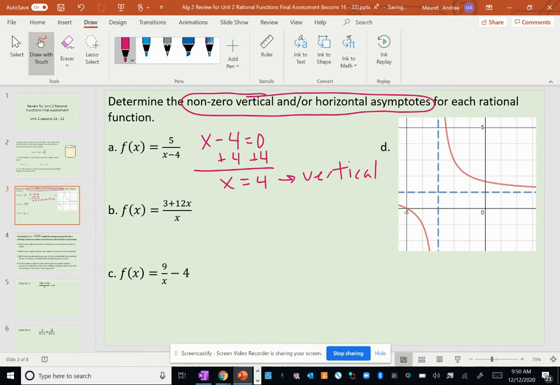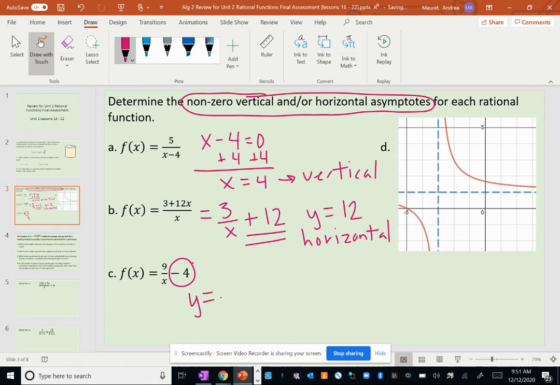For B, I notice that the denominator just has x, and there's an additional x up in the numerator. So I can split this apart, dividing both terms by x. 3 divided by x is 3 over x, and then plus 12x divided by x is 12. So this is a horizontal asymptote: y equals 12. And the last one is already broken apart, so I have the -4 there. This one is also horizontal, y equals -4.